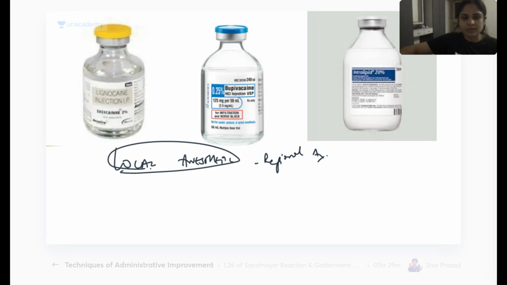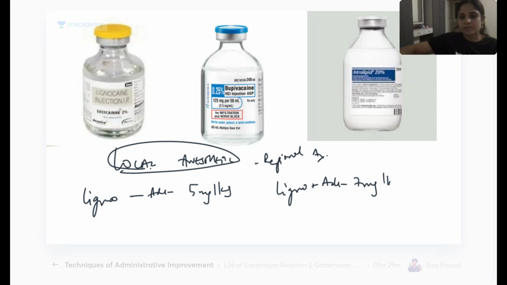Now, the favorite question that they like to ask is the dose of lignocaine and bupivacaine with and without adrenaline. Lignocaine without adrenaline is 5 mg per kg. Lignocaine plus adrenaline is 7 mg per kg. Dose of bupivacaine is 2 mg per kg.